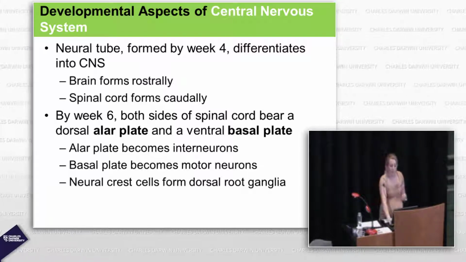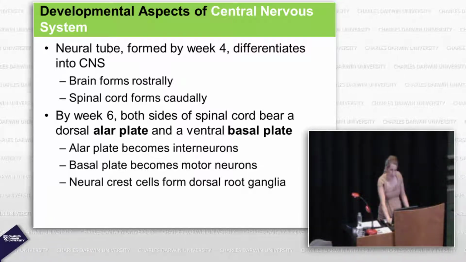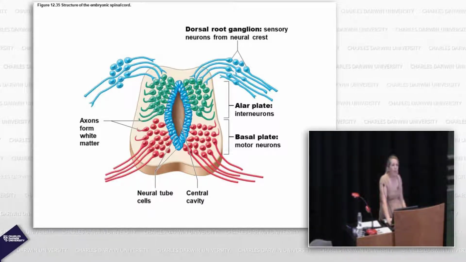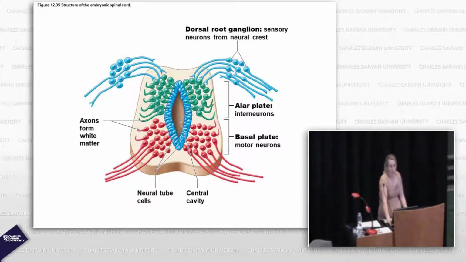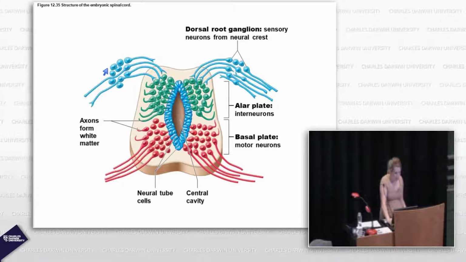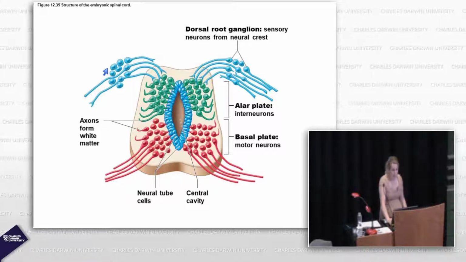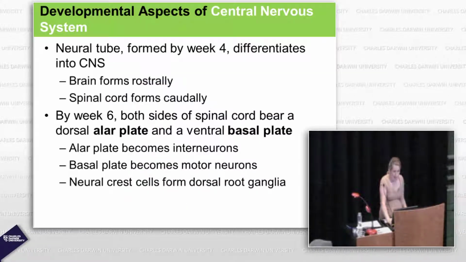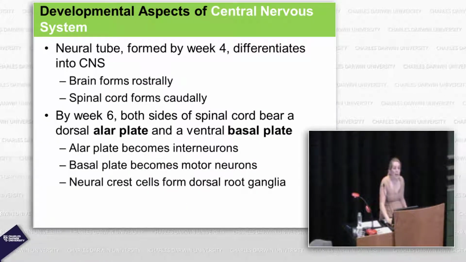So we can see in this picture we're almost getting the start of that butterfly shape, with our motor neurons at the front here in red, and the sensory neurons at the back of the spinal cord, and also the formation of those dorsal root ganglion at the back here. And again, we've got these axons forming the white matter. So this is a pretty important process, but as you can see, it takes place in quite a short period of time.